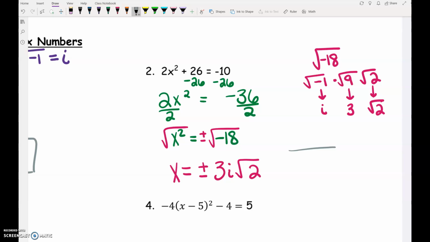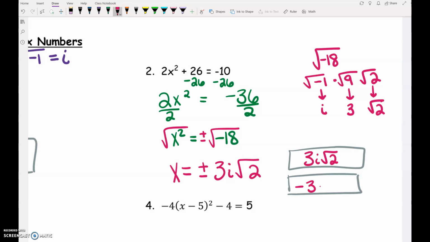And one more time on your assignment, there will be 2 fields. One of your answers is 3i square root of 2. The other answer is negative 3i square root of 2. So just take that plus minus and split it up. One of your answers is positive, your other answer is negative.